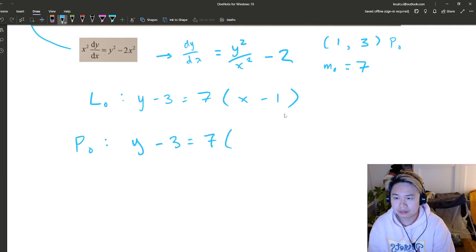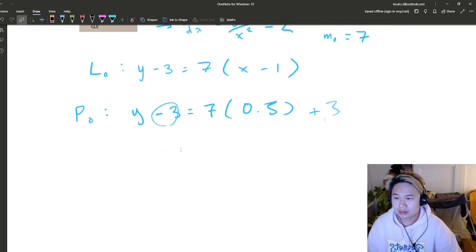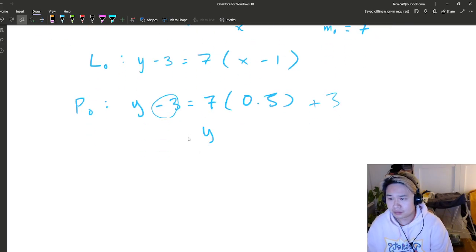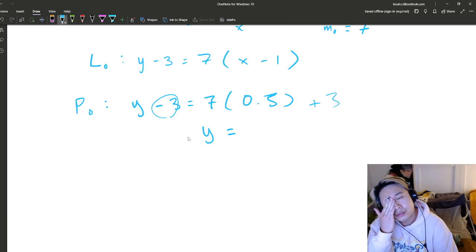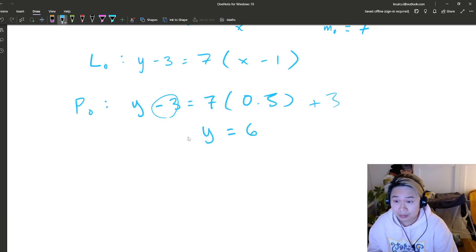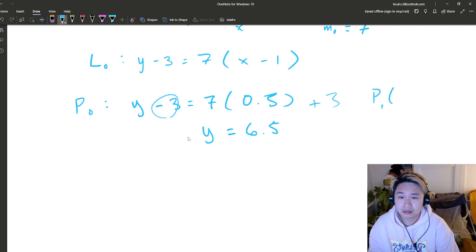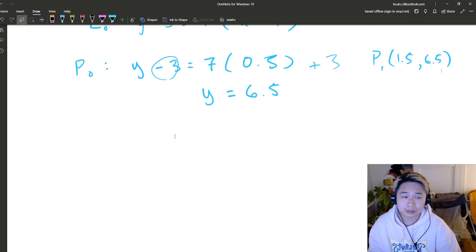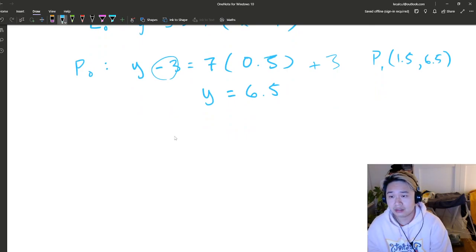at 1.1 essentially, because I'm going to do 0.1 in this formula. And then this is going to be plus 3 over there. So y is equal to 3.7 plus 3, which is 6.7. So this is my P1, is 1.1 and 6.7. This is disgusting. I have to do this 4 more times.